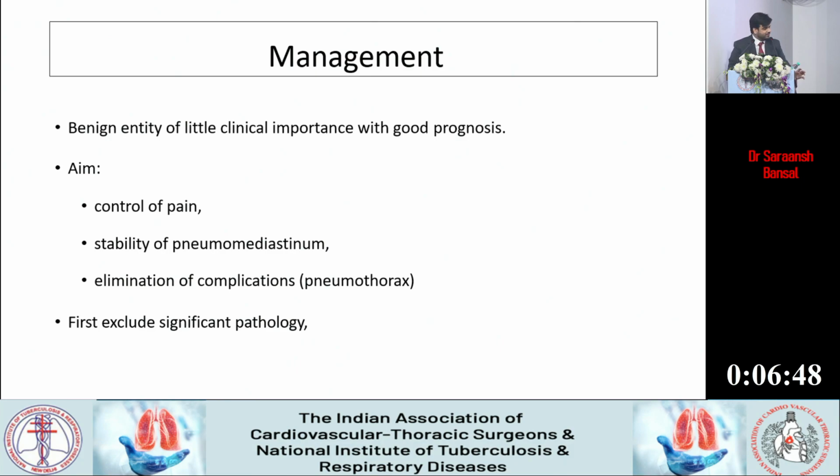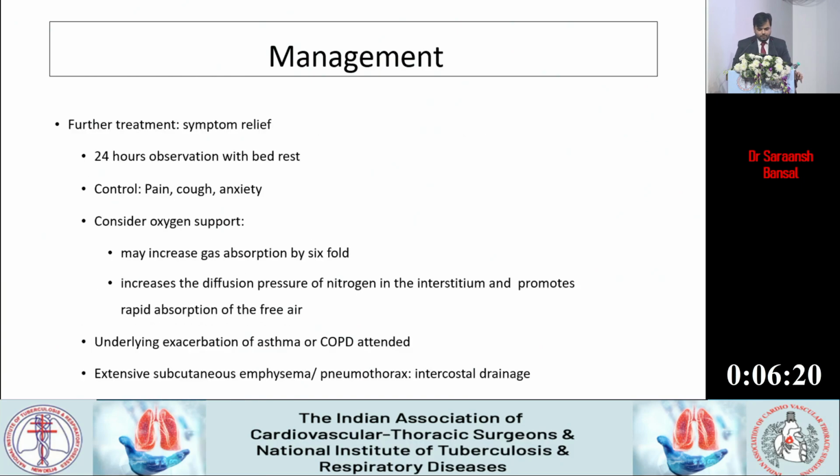So how do we manage pneumomediastinum? Well, it is definitely a benign entity, but it can have catastrophic events. So it's a benign entity of little clinical importance, with a very good prognosis. The aim is control of pain, stability of the pneumomediastinum, and elimination of complications such as pneumothorax. But first, always, always, always, we need to exclude a significant pathology that has led to a pneumomediastinum. So the further treatment is symptom relief.